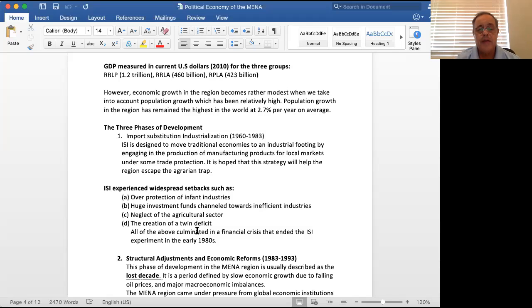Then the neglect of the agricultural sector. To make things even worse, the agricultural sector was completely neglected in terms of investment, in terms of reforms, in terms of incentives given to farmers, in terms of modernizing the agricultural sector. None of this was done. So what happened? A lot of the people working in the agricultural sector started fleeing it and going to urban areas. That's where the jobs are.